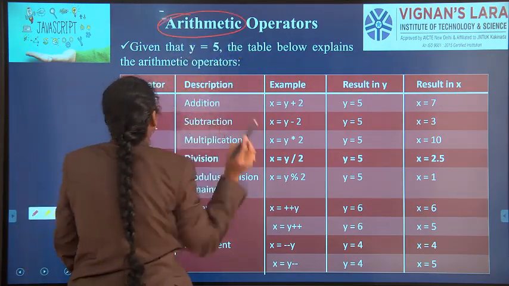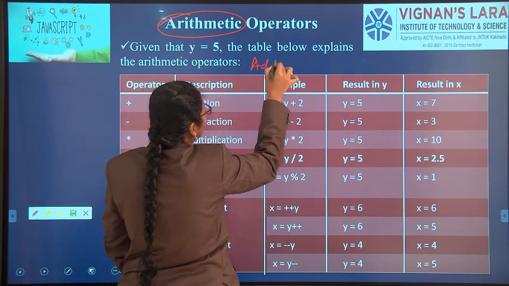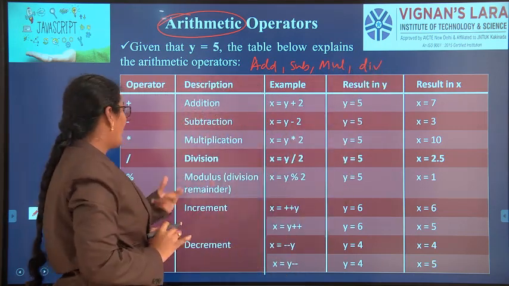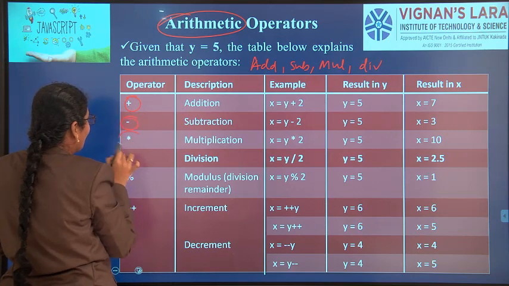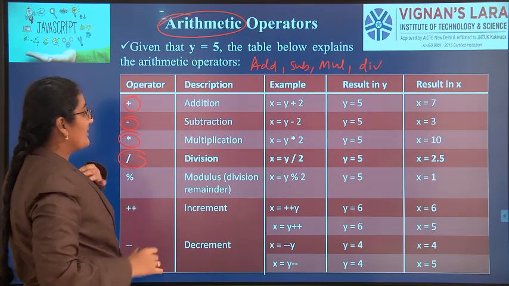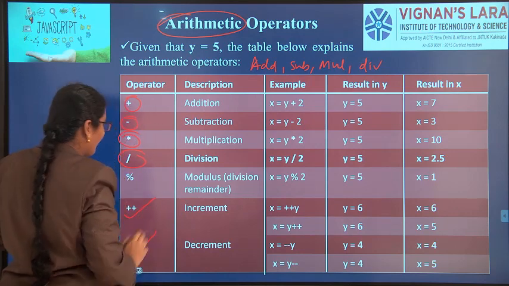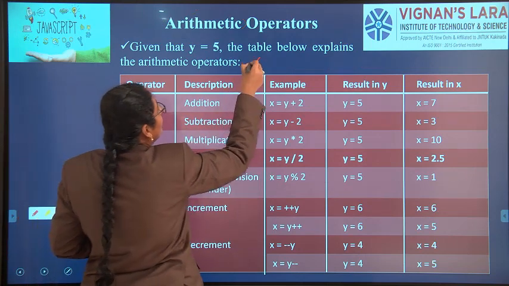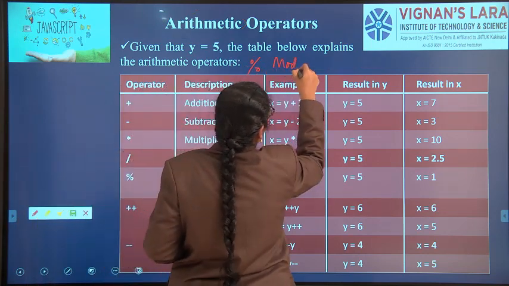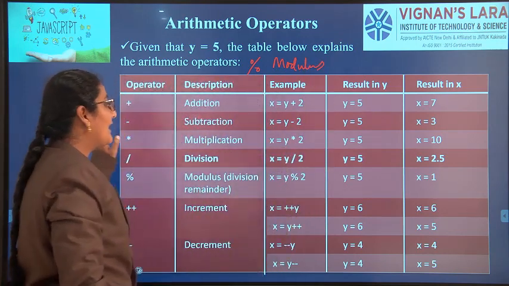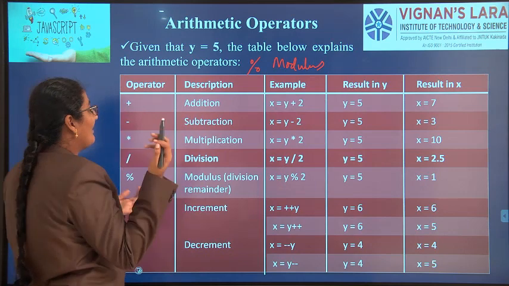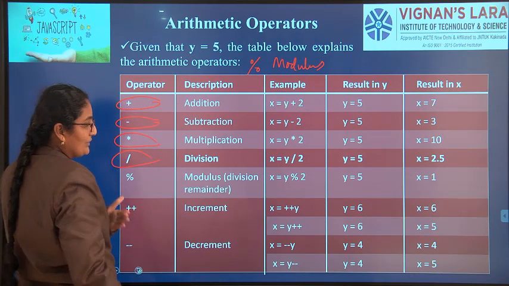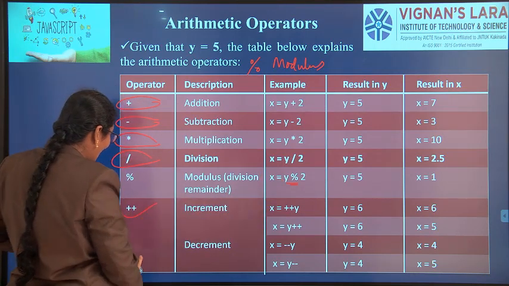You already know arithmetic operators are nothing but addition, subtraction, multiplication, division. Most commonly we will see addition, subtraction, multiplication, division. Apart from these we also see increment operator, decrement operator, modulus operator. What is the symbol of the modulus operator? This percent sign is the symbol of the modulus operator. Here I wanted to add to it modulus operator, increment and decrement.